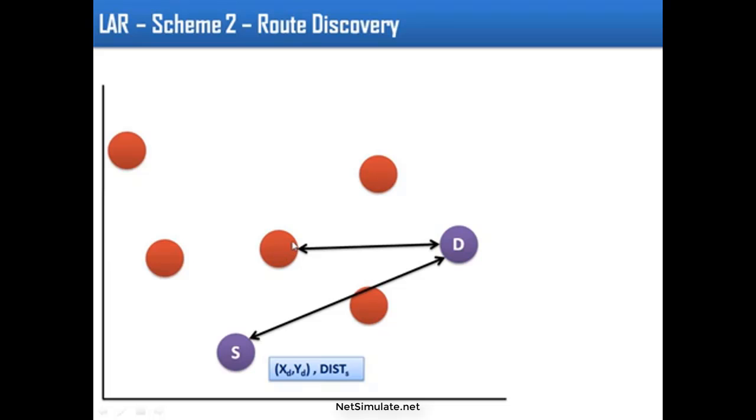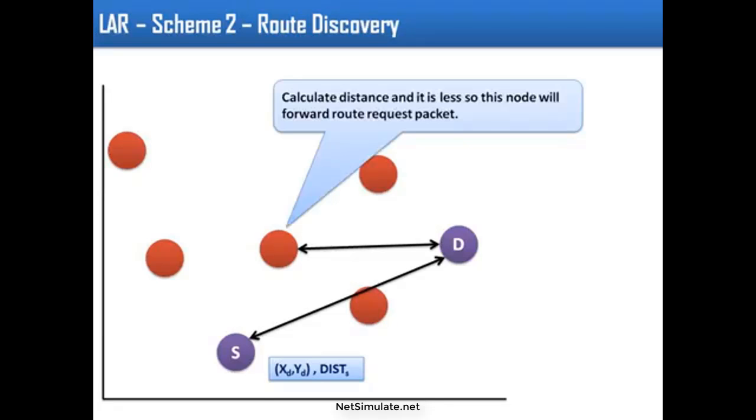Let's take this example. When this node receives the request from S, it also calculates the distance between D and itself, and this distance is less, so this node will broadcast the route request packet to its neighbors. One copy will be sent to destination D, and D will know someone is trying to search for a route to reach it, and D will send a reply to the sender.